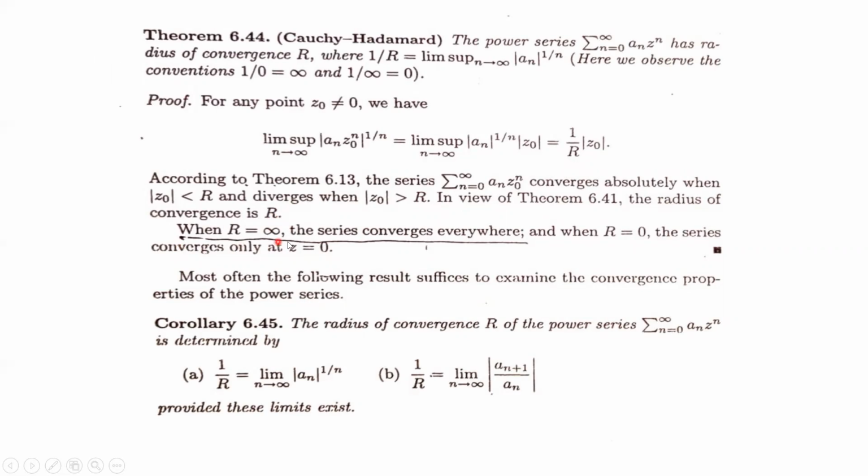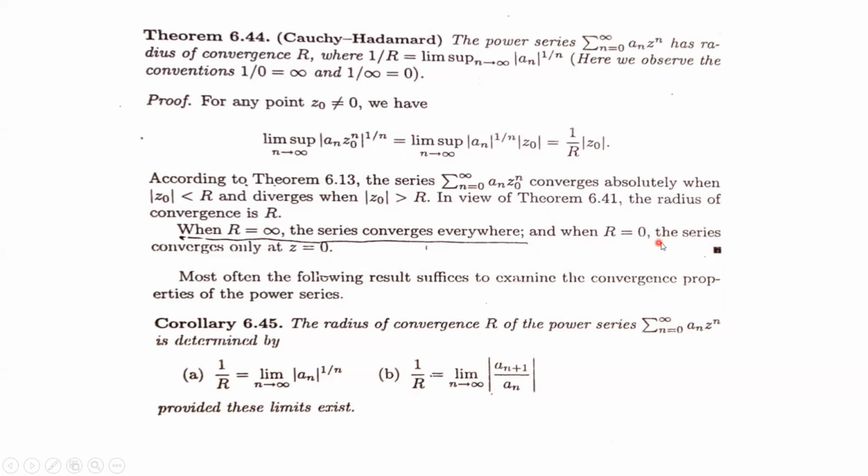Now, if you find that R is infinity, then what does it mean? The series converges everywhere. Okay, so on the whole complex plane, the series converges. This is true for the power series of e to the power z. The power series in this case is given by 1 plus z by 1 factorial, plus z square by 2 factorial, and so on. So we know this power series converges to e to the power z, and this convergence holds for any complex number. Okay, so in this case, the radius of convergence will be infinity.